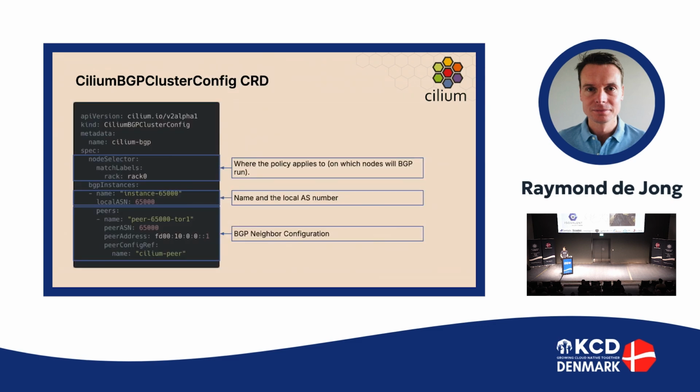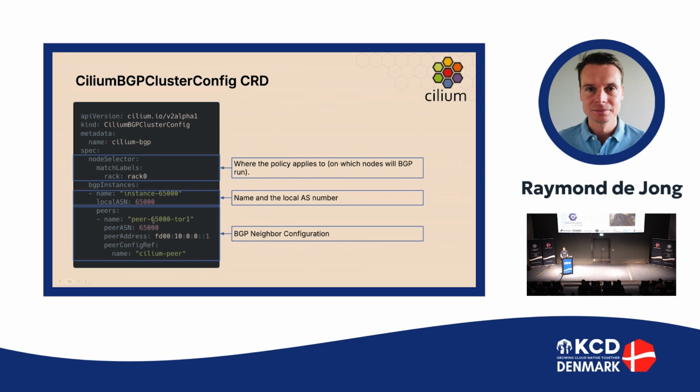So how does this work? Let me introduce the CRDs we have introduced in Cilium 1.16. The first one is the Cilium BGP cluster config CRD. This allows you to specify, based on node selectors, which nodes should act as a BGP speaker. Then you define one or more BGP instances. For example, you give it a name, you specify the autonomous system number, and then you define one or more peers, depending on your topology where you need them.